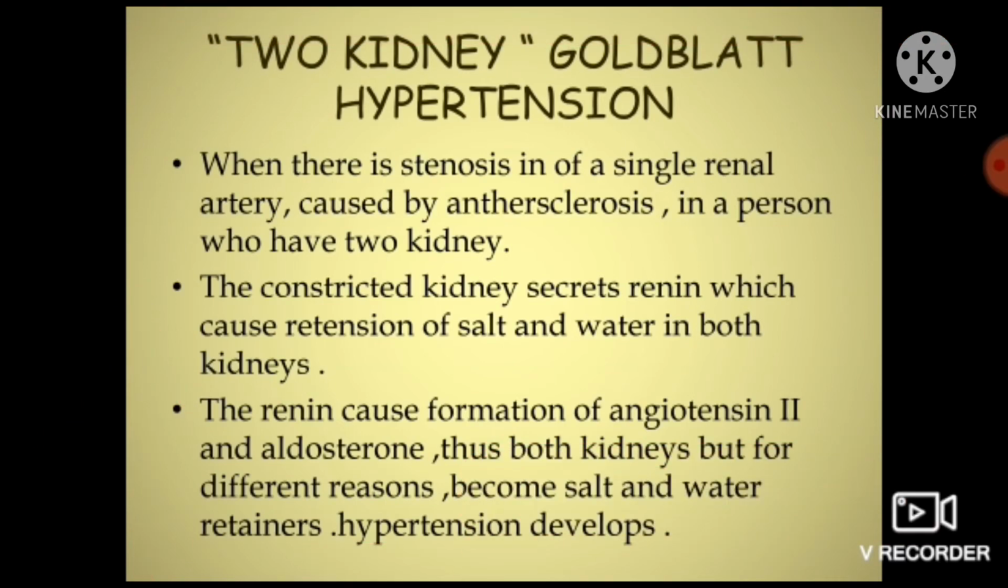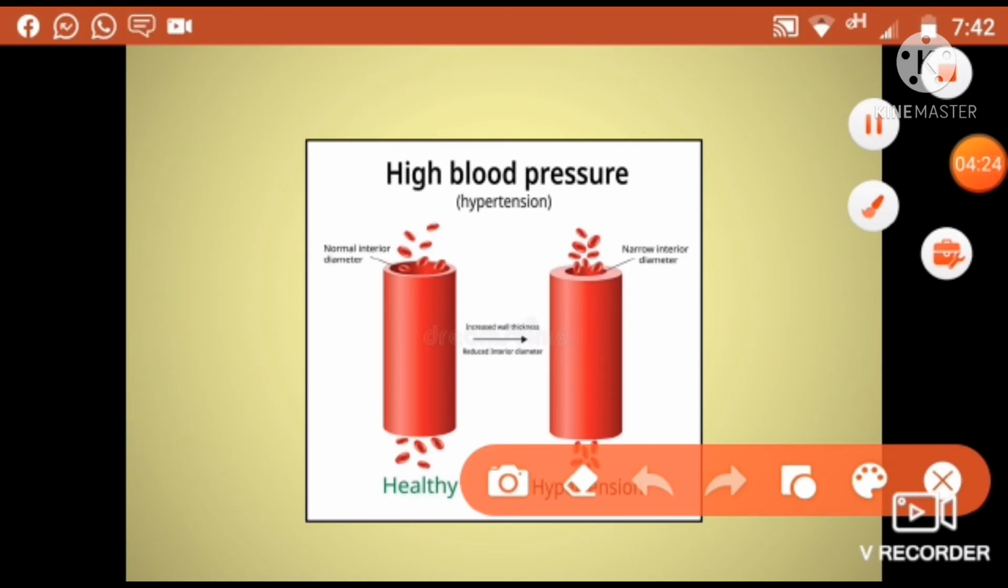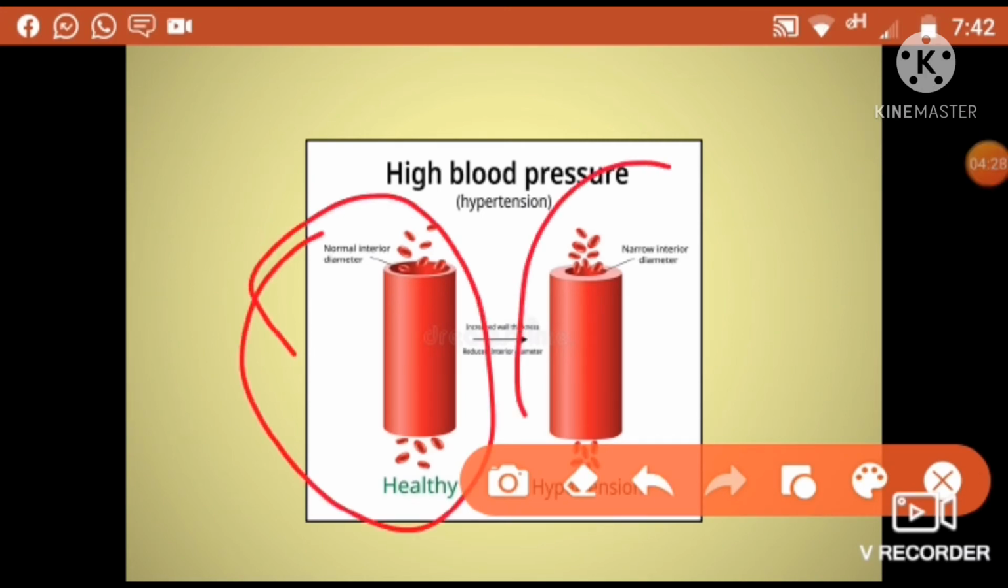So these are the phenomena of increasing blood pressure. This is the normal blood pressure of a healthy person, and this is the higher blood pressure patient's interior diameter of artery. This is the healthy person, the diameter. You can check this here. The diameter is very thin. Here you check, this diameter is very thick.